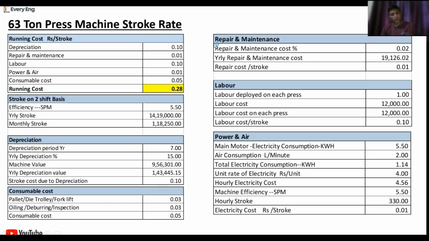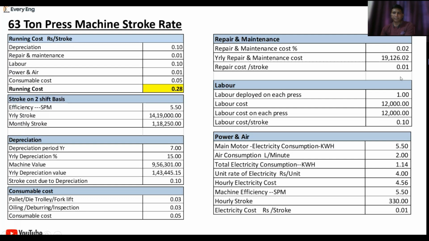Second is repair and maintenance cost. Now we have a new machine, so we are considering zero maintenance cost for the first 2-3 years. But yes, we need some repair, oiling and PM. So this is a minor maintenance cost. But sometimes we use an old machine to reduce our depreciation cost. At that time this cost will be high, some increase.